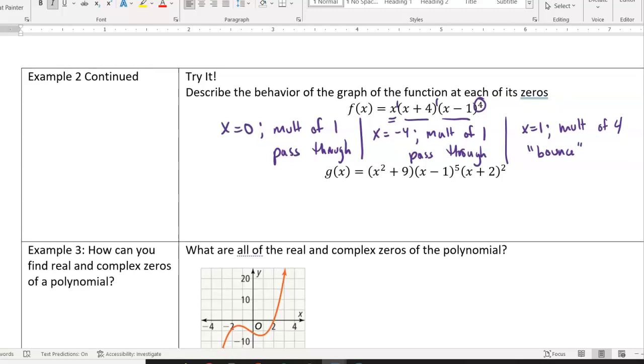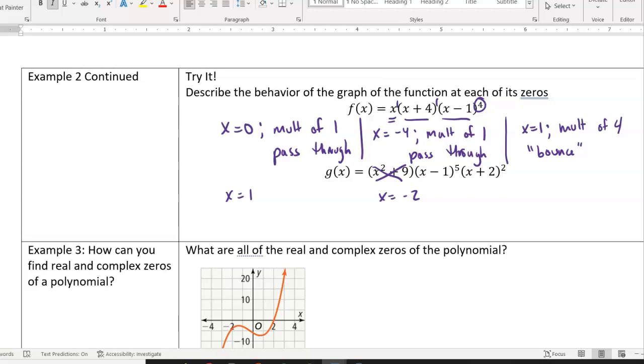Okay. Why don't you guys see if you can try these on your own. Now remember this one here, x squared plus 9, if I set that equal to 0, we'd get the square root of a negative number. So there's not going to be a 0 at that one. So ignore that first one, but I want you to figure out what's happening with the zeros at x equals 1 and at x equals -2. So figure out what the multiplicity would be and what that would mean for the graph at those zeros. So go ahead, pause this video and hit play when you're ready to check your answer.